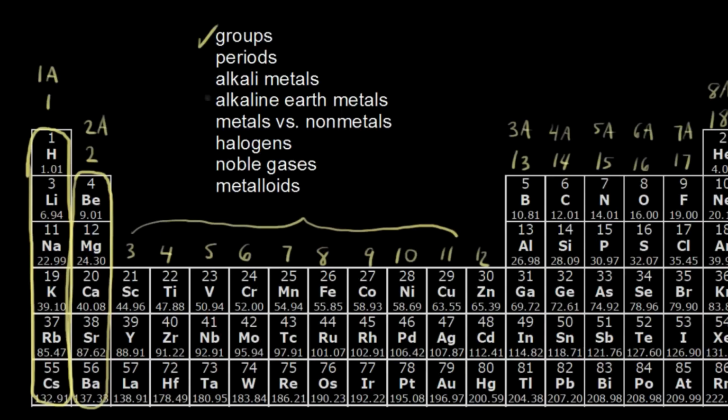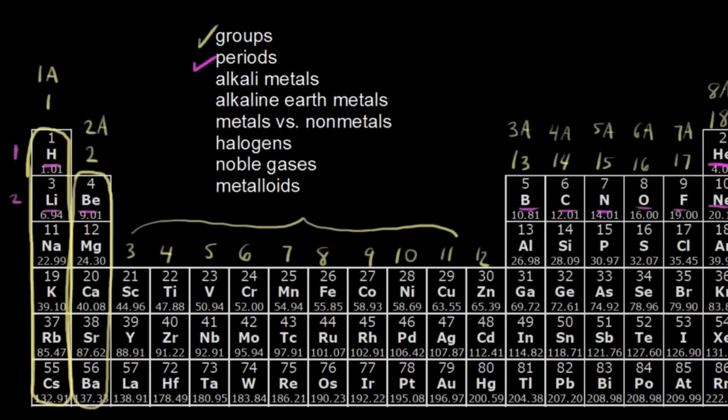And so let's move on to the concept of periods, right? So a period is a horizontal row on the periodic table. And so if I look at period 1, and I just move across my periodic table, hydrogen is in the first period, and so is helium. I move on to the second period, so lithium, beryllium, boron, carbon, nitrogen, oxygen, fluorine, and neon.